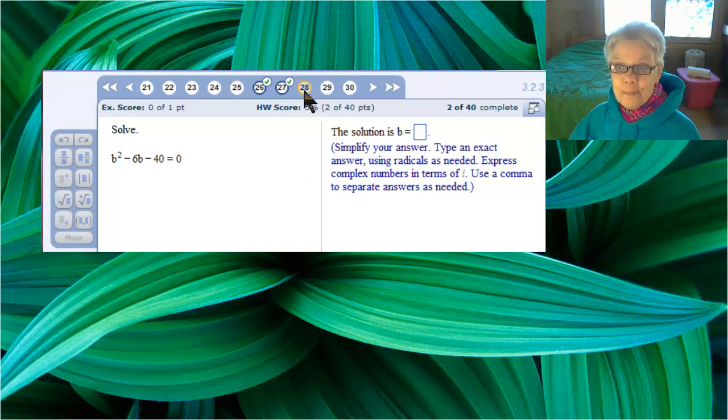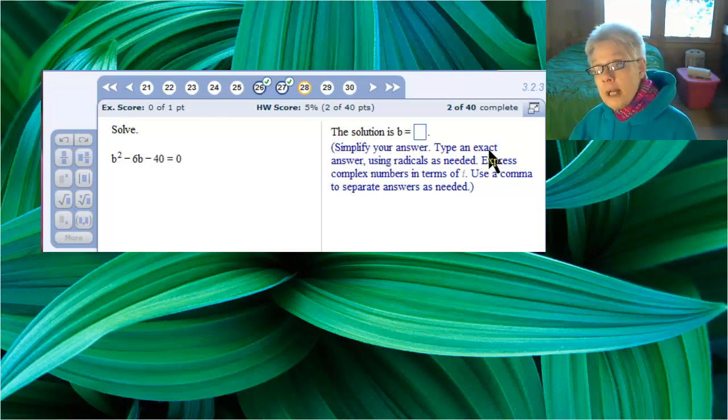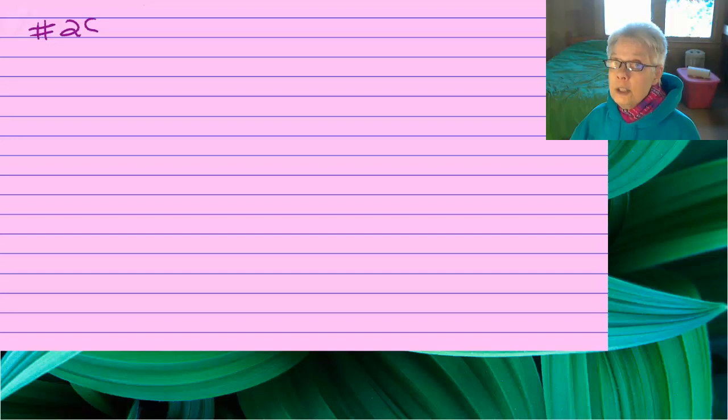Hi there. All right, we're going to start on problem number 28, which is a quadratic equation with three terms. You can use the quadratic formula if you want, but note that the answer cannot include decimals. You can answer with an integer, a fraction, a square root, an i, but not a decimal. So don't pull out your calculator just yet.